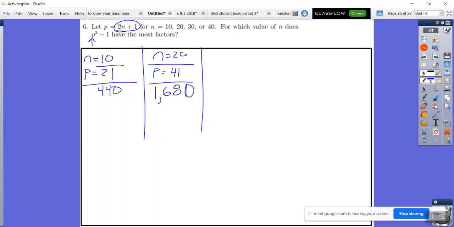2n plus 1. Okay, so instead of writing p, what can I write? 2n plus 1. All right, so we have 2n plus 1 squared minus 1. Well, if you square anything, what does that mean you're doing? Multiplying it by itself.